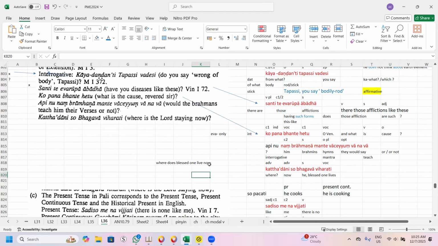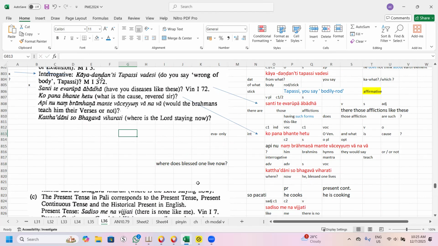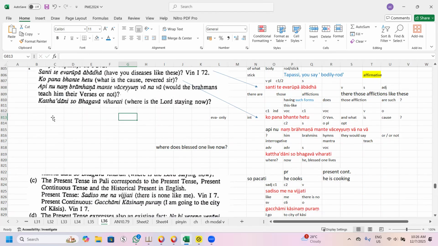This is a verb. This is an adverb. This is interrogative, so you have to put where does the Blessed One live now. Yeah, so this becomes interrogative. Where is the Lord staying now? Also no problem, because English is like that. You get me? How are you going to phrase the sentences? All this depends. Okay, this is interrogative. This one, no. Some are not. Okay, any question on this?